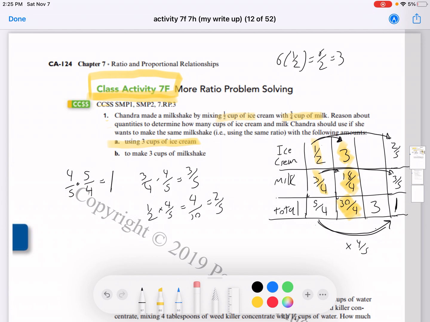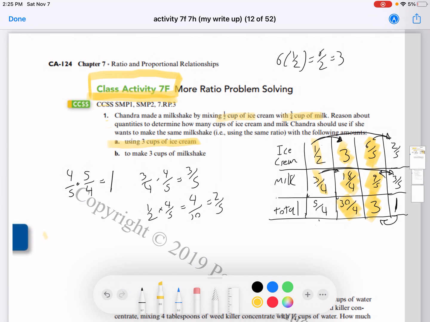Now the nice thing with having the unit value is it's really easy to go the other direction. If I have 1 cup here, well, to make it 3 cups, you simply need to triple that. So triple this, 9/5. Triple this, 6/5. And now we know exactly how much milk and ice cream we need to come up with 3 cups of a milkshake that tastes the same.